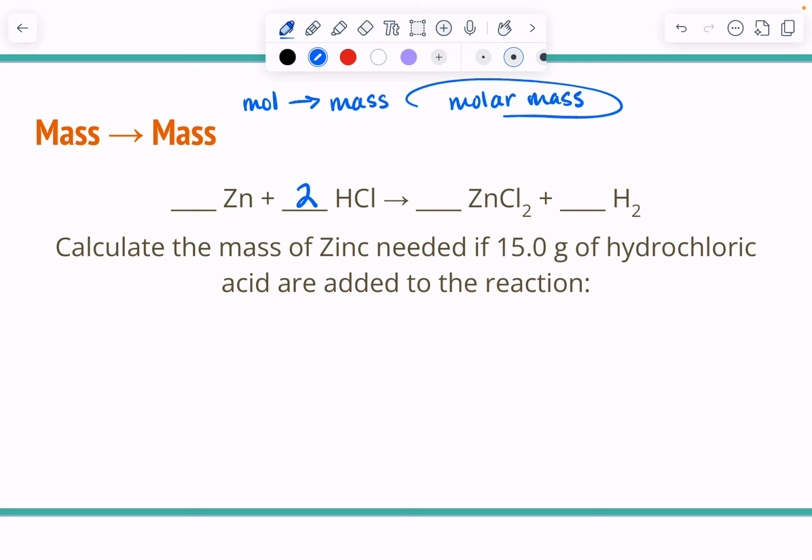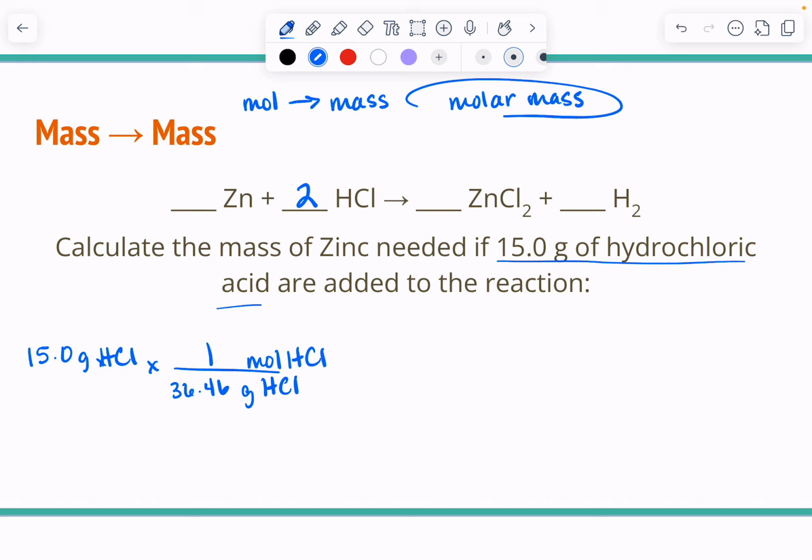Question here, calculate the mass of zinc needed if 15 grams of hydrochloric acid are added to the reaction. So we need to figure out what zinc is required. So we're going to start off with 15.0 grams of hydrochloric acid. Let me put HCl there. And we're going to go from grams of HCl to moles of HCl. So using your periodic table, you're going to add up that hydrogen and that chlorine, and your overall molar mass should be 36.46 grams. So grams of HCl will cross out, and we're left with moles.